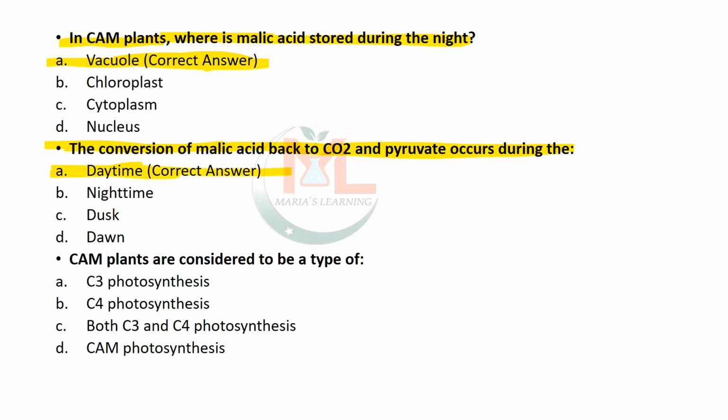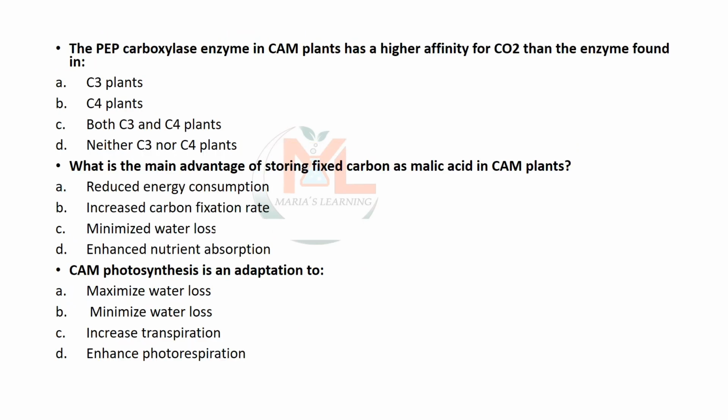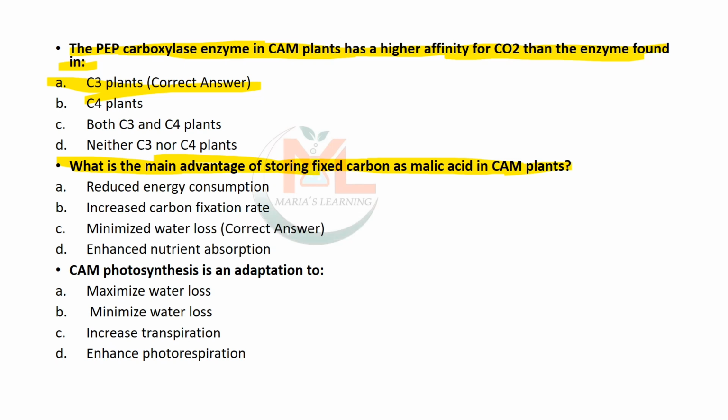Next question is CAM plants are considered to be a type of CAM photosynthesis. Next question is the PEP carboxylase enzyme in CAM plants has higher affinity for carbon dioxide than the enzymes found in C3 plants. Next question is what is the main advantage of storing fixed carbon dioxide as malic acid in CAM plants? What is the advantage? Right answer is minimize water loss.